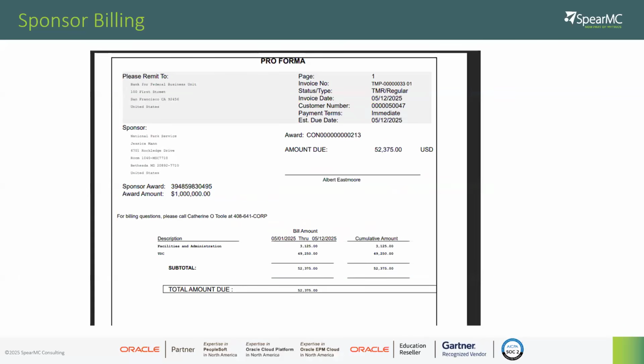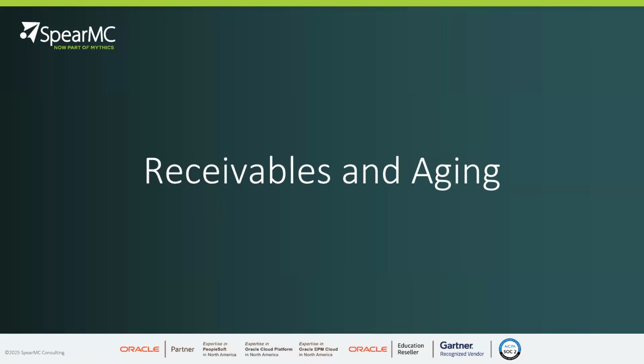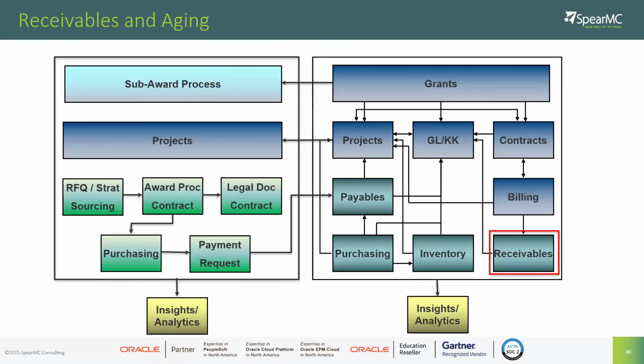Here's just an example of what the delivered grants invoice looks like. Here is another invoice format for the XML Publisher. So here I've finalized my invoice, and now I've sent it over to receivables.